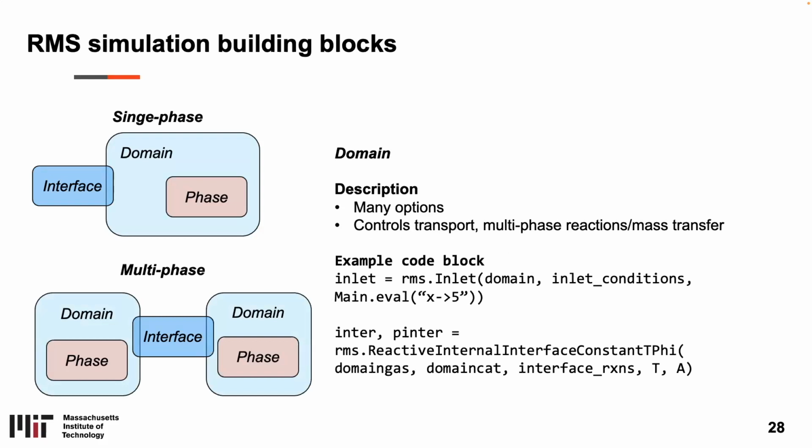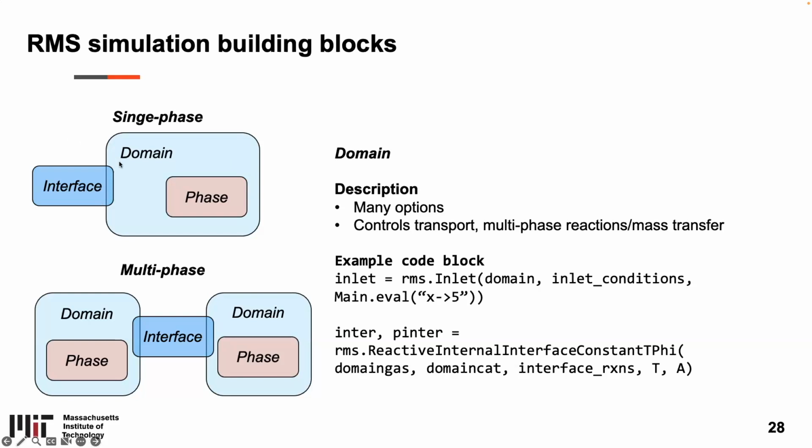And the next thing is interface. There are many options. It controls the transport, for example, like inlet and outlet, and vapor liquid mass transfer, etc. It also controls the multi-phase reactions, like a reaction happening between a species in a gas phase and a species on a surface. So there are 2 types of interface in RMS.